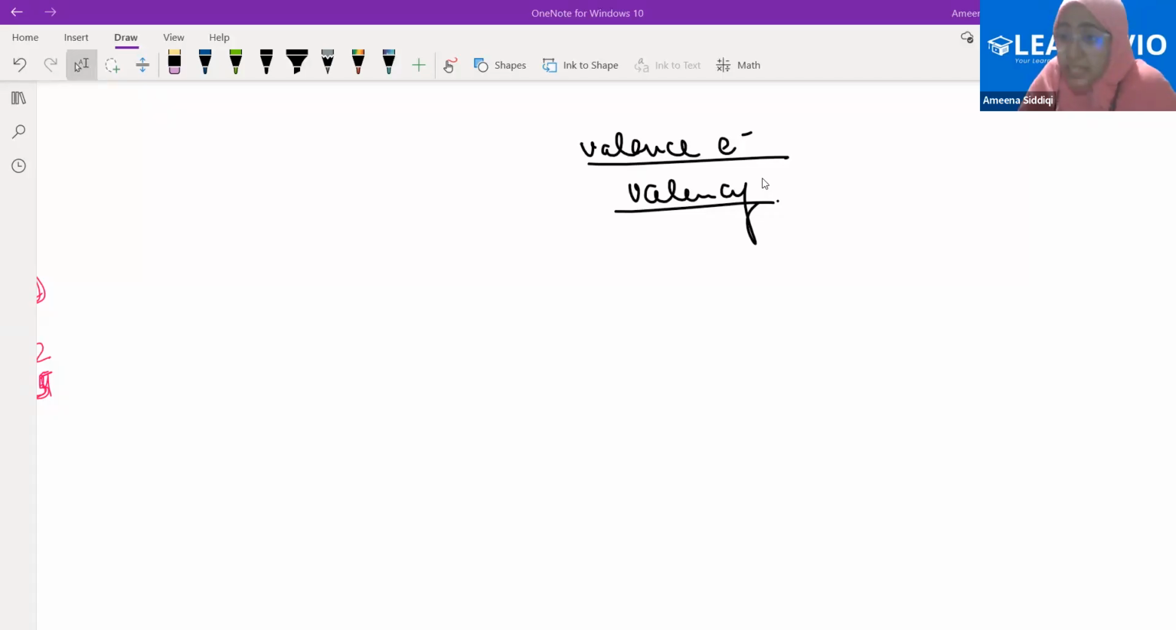Can you tell me the valency for magnesium? It is two. Okay. Now, if the magnesium loses two electrons, what charge will it attain overall? Positive. Very good. Wonderful. So basically, your concepts are clear.